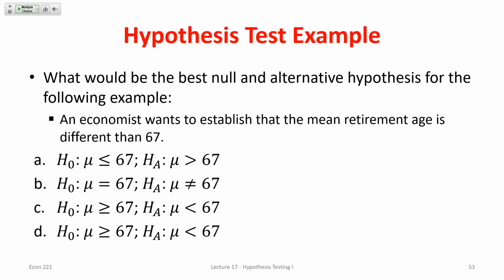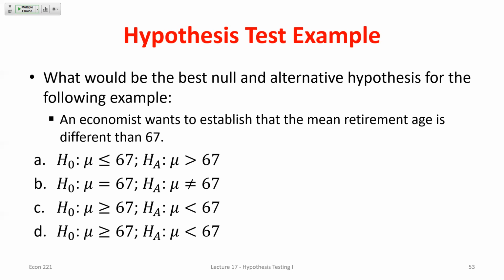So anytime that I have this term different than, or different from some specific value, those should actually be a little bit easier to identify. That's a two-tailed test. And the only way we have a two-tailed test is if there's a not equal to sign in the alternative and an equal sign in the null.